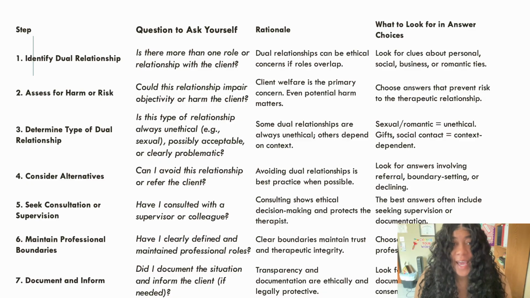Dual relationships can be ethical. Some may overlap, just like the question about the small community. It's okay, but pay attention. Pay very close attention to how that vignette is worded so that you're not picking the incorrect response. You're always going to have to look for clues regarding what. Is it a personal relationship? Is it social? Is it business? Or do you have romantic ties with this client? Have you had some type of romantic ties with this client?